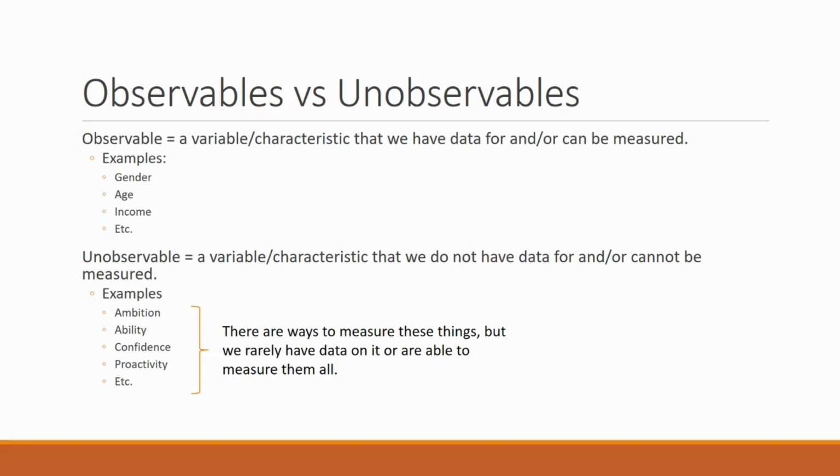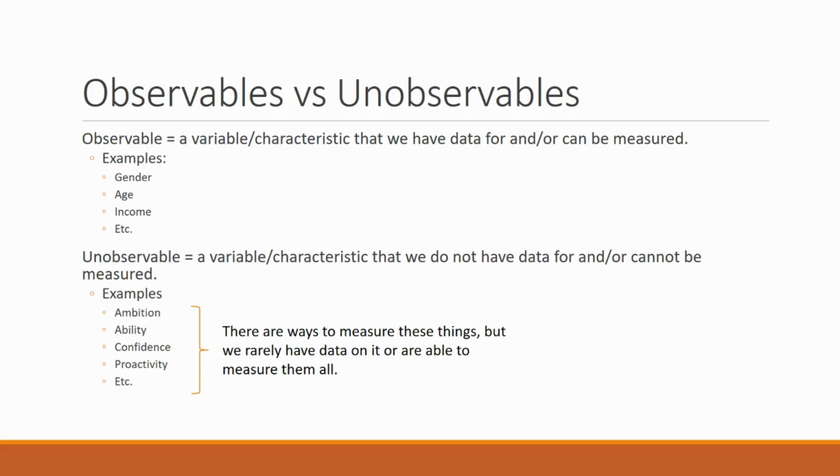All right, so observable characteristics like age and income and gender are things that we can measure and have in our data set. Those are observables. An unobservable is a variable or a characteristic that we do not have data on, or cannot be measured, or cannot be easily measured. Maybe it's very difficult to measure it.